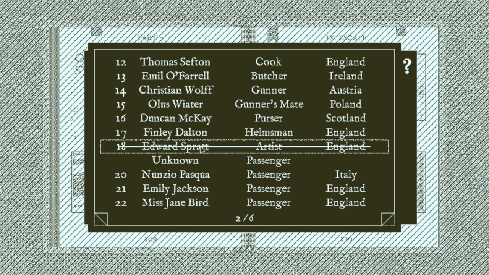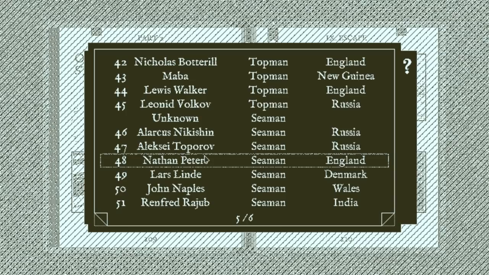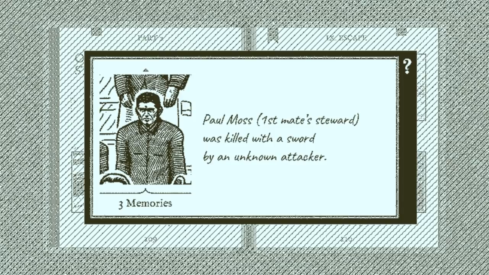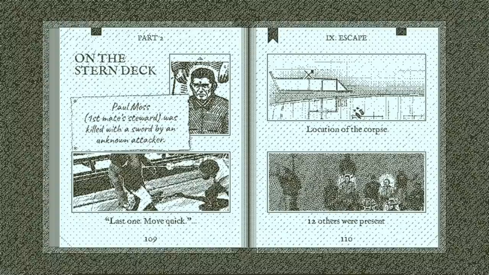Paul Moss. You're very quick to say that. I don't see any other Pauls. We don't know. All right. Paul Moss stabbed, right? I didn't see it. He was stabbed with a sword. Oh, well, killed with a sword. Killed then, with a sword, by an unknown attacker. Yeah, we don't know who killed him, but we know he was stabbed with a sword. Okay. Piecing it together, one bit at a time.